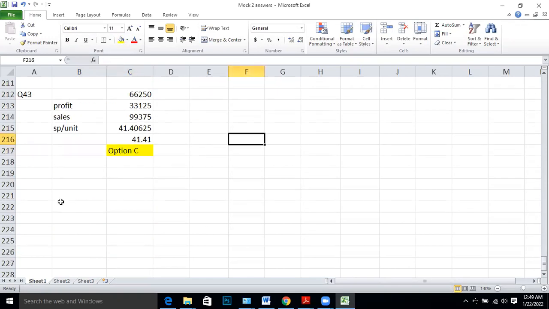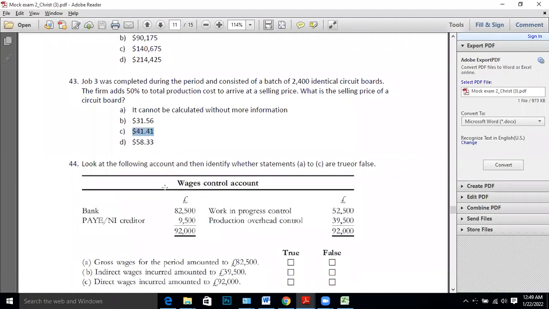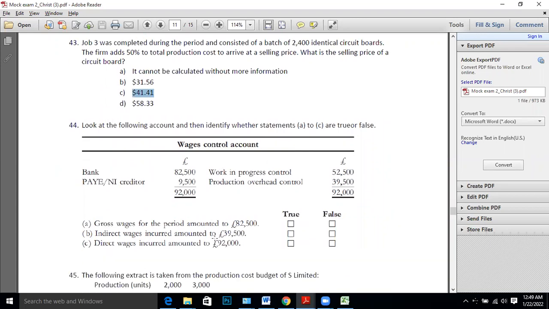Option C. Question number 44. Look at the following account and then identify whether statements A to C are true or false. Wages control. Gross wages for the period amounted to some of these, right? 92,000. No, that is wrong. They have put 82,500. False. Indirect wages incurred amounted to 39,500. Correct. This is indirect wages because that is what you transfer to production overhead account. Direct wages incurred is 92. No, direct wages is this 52,500. So false, true, false.